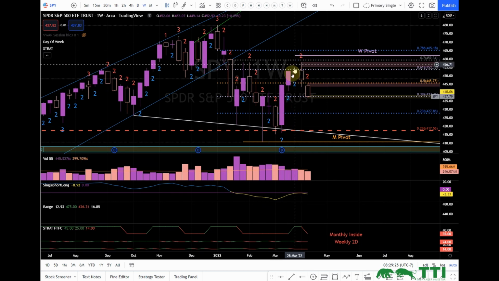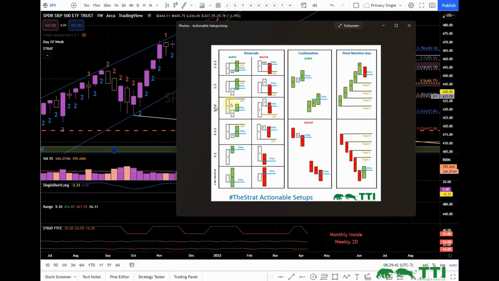Here's your pivot machine gun. I don't like pivot machine guns with only 3 bars. I like at least 5 bars, but you can kind of think of it that way. You have 2 up, 2 up, 2 up. You started with an inside bar and then you formed a 2 down. Here is your 2-2 reversal, or your pivot machine gun entry, as soon as you break this low.